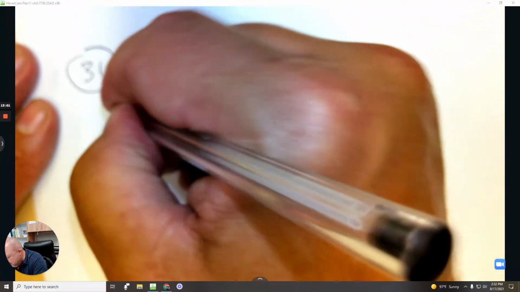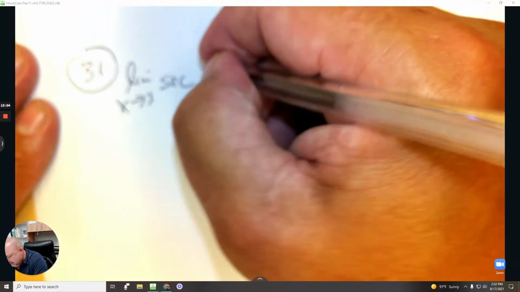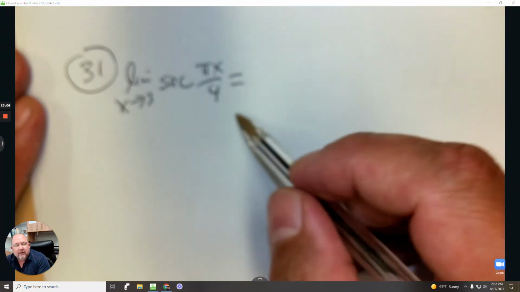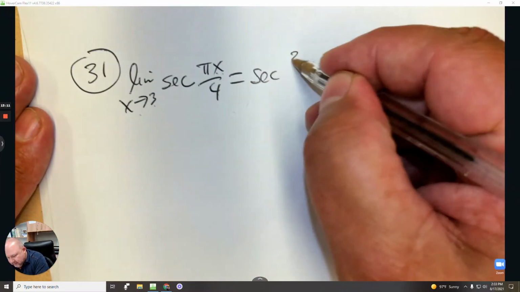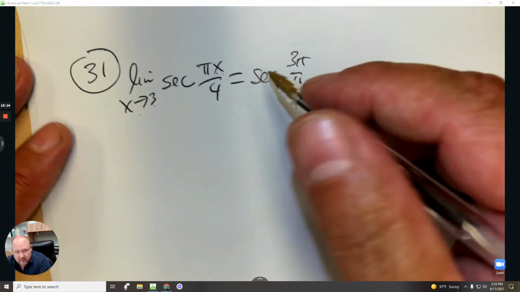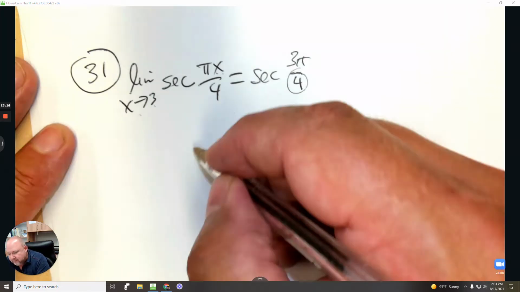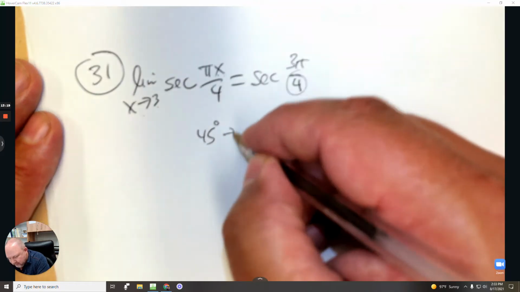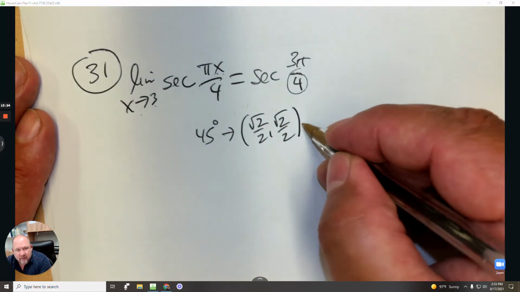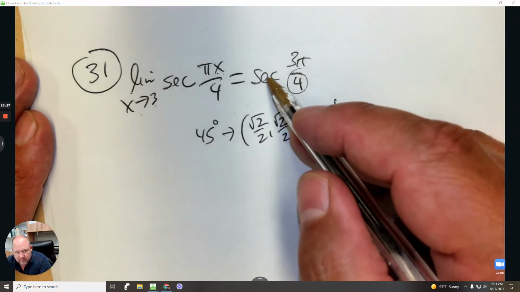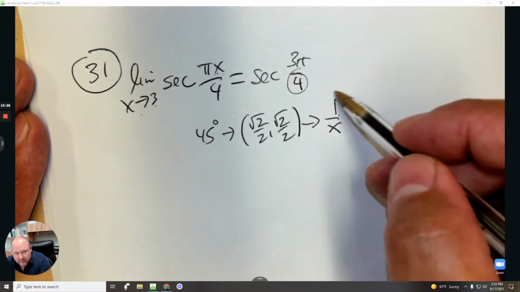31. The limit as x approaches 3 of secant of pi x over 4. So we're going to evaluate again as x approaches 3. So that's secant 3 pi over 4. Now the fun work. 3 pi over 4. That reference angle is 45 degrees. The order of the points is root 2 over 2 and root 2 over 2. The rule for secant is the reciprocal of cosine. So it's the reciprocal of the x-coordinate.